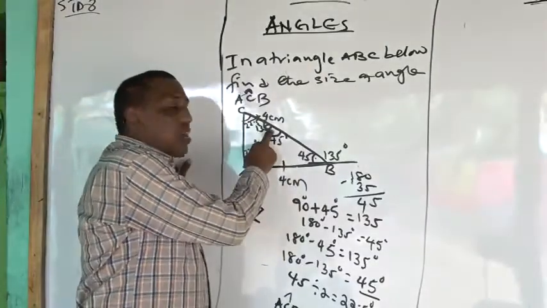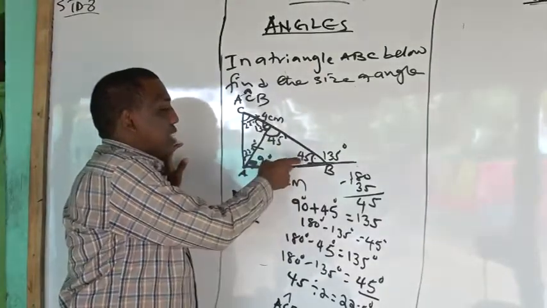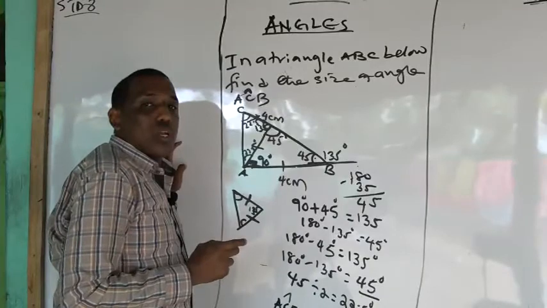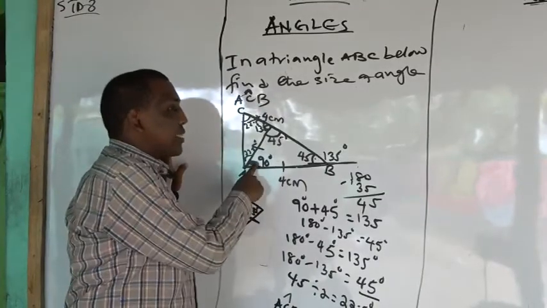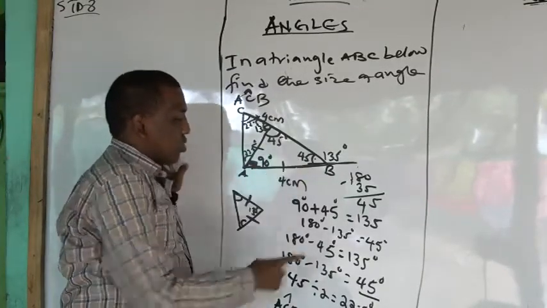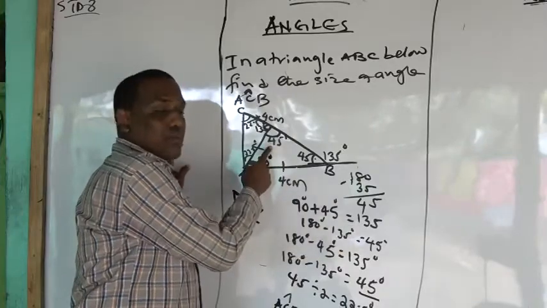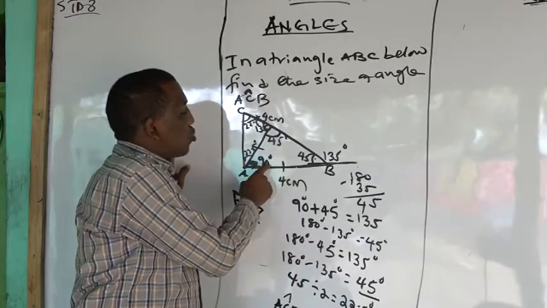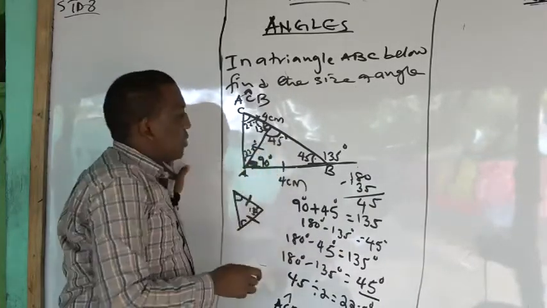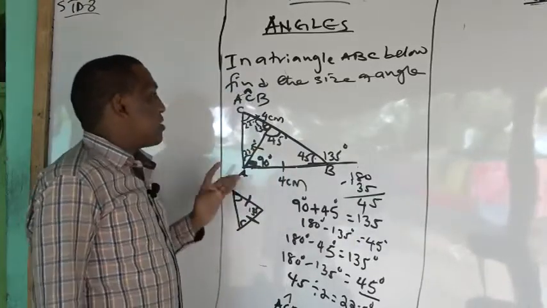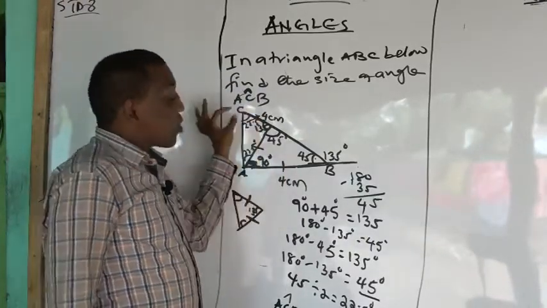How do we get this angle now, this triangle? We have the two sides, and I say that interior angles add up to 180 degrees. So we say 90 plus 45, you add, you will get 135. 180 minus 135, you will remain with 45 degrees. After getting now 45 degrees, what they want is angle C.